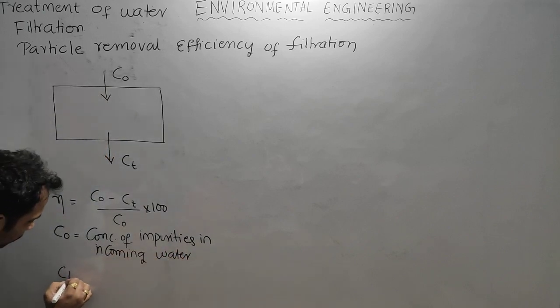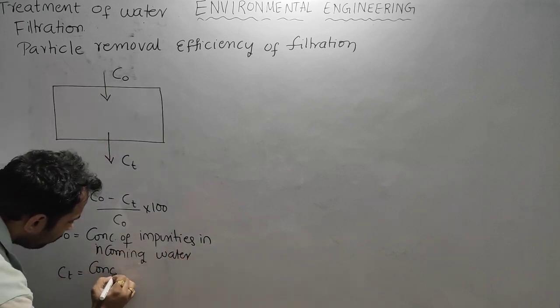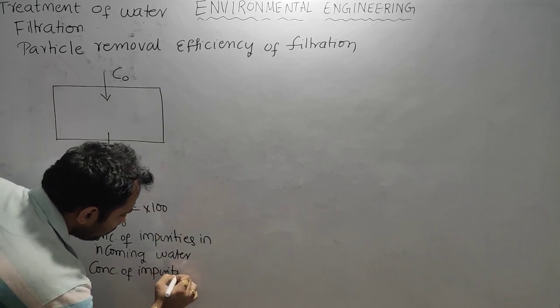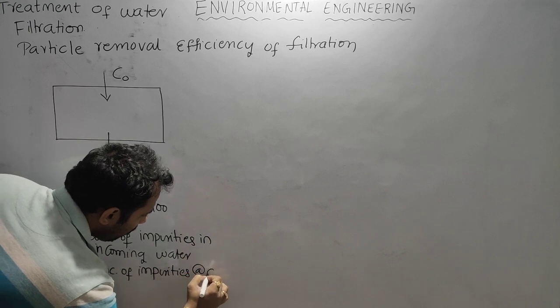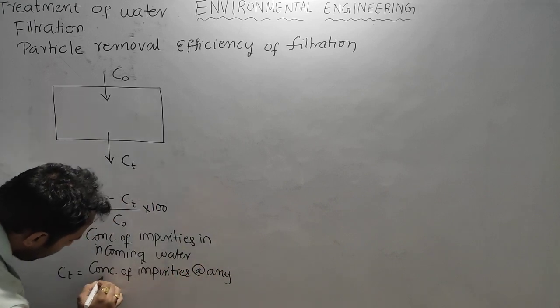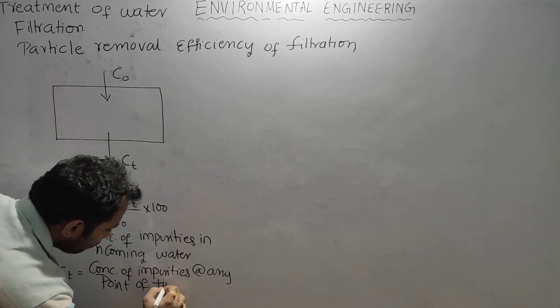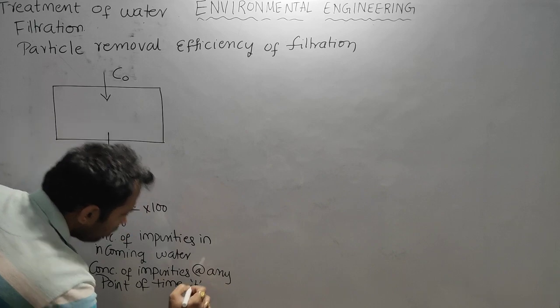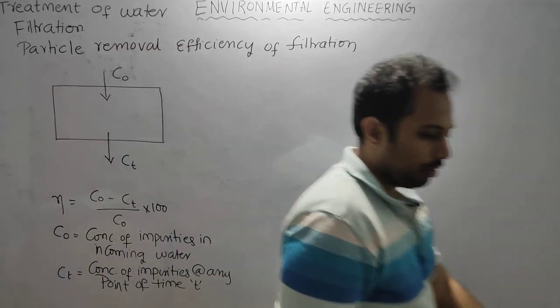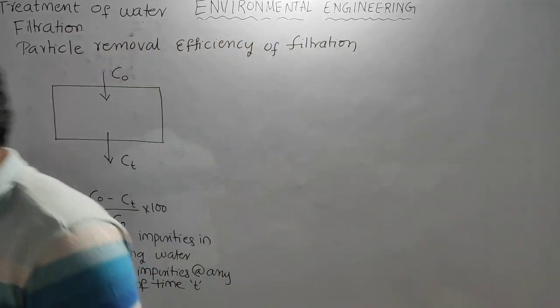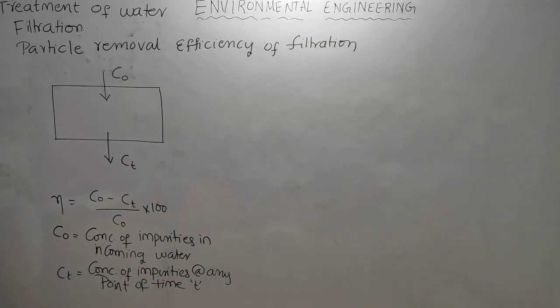CT is the concentration of impurities at any point of time, t. Okay, that is CT. Then the efficiency of the filter is (C0 minus CT) by C0 into 100.